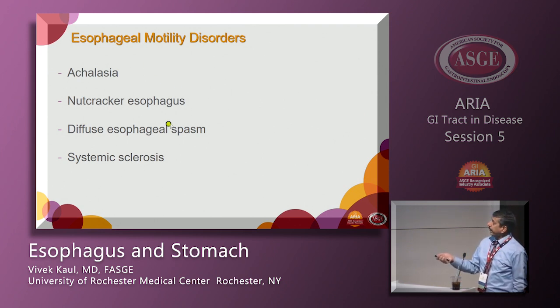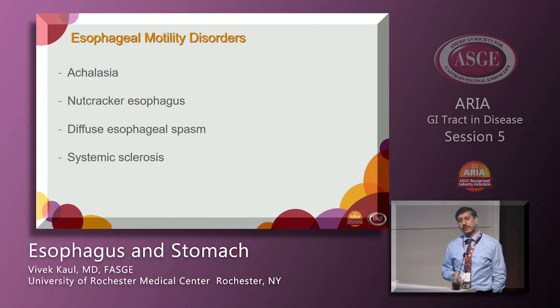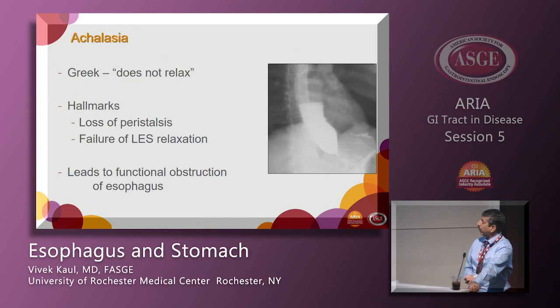Nutcracker esophagus and diffuse spasm are two distinct entities. In many cases, they do respond to medical therapy. But even if some of these conditions don't respond optimally, it's important for the patient and their providers to know what they're dealing with, so that there can be an end to this non-stop cycle of testing, presentation, testing, endoscopy, dilation, and so forth. Systemic sclerosis, or scleroderma, is a systemic condition in which the esophagus gets involved and has a very classic pressure measurement pattern. These patients have a hard time because their esophagus is burnt out, so to speak, and doesn't do its job well.